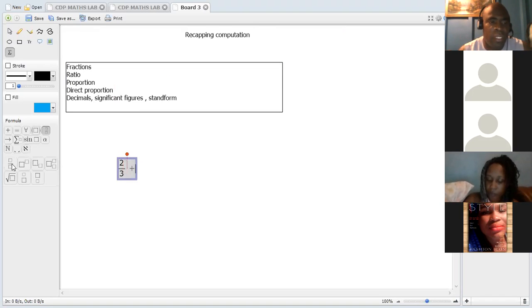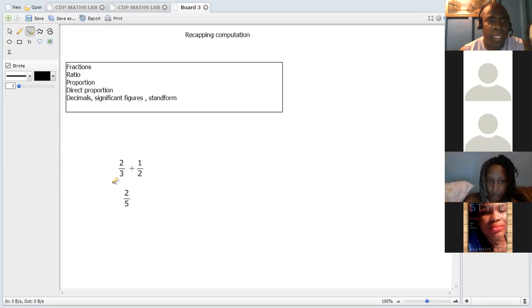Plus, say, a half. Okay, and then you have another fraction below here. And just say 2/5. Now, on your standard exam, you'd have seen it like this, right? But in the Edmodo setting, how I wrote it, this is how it's going to look.